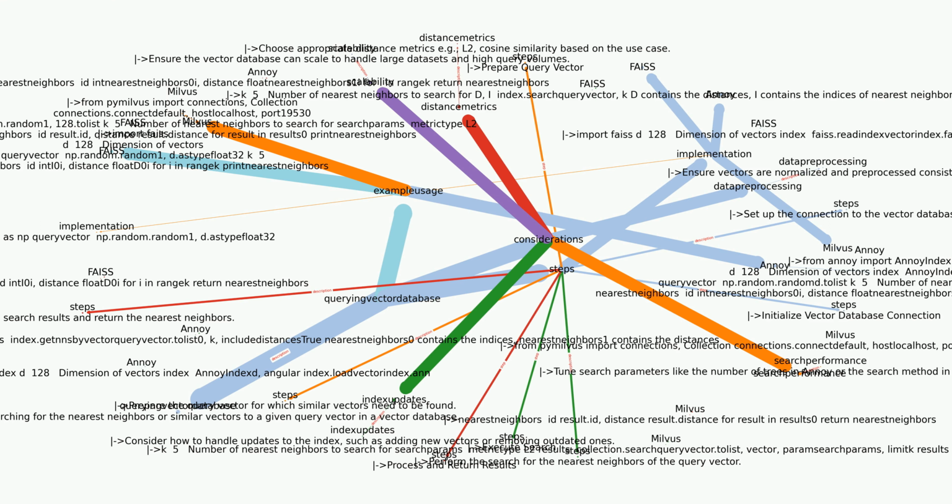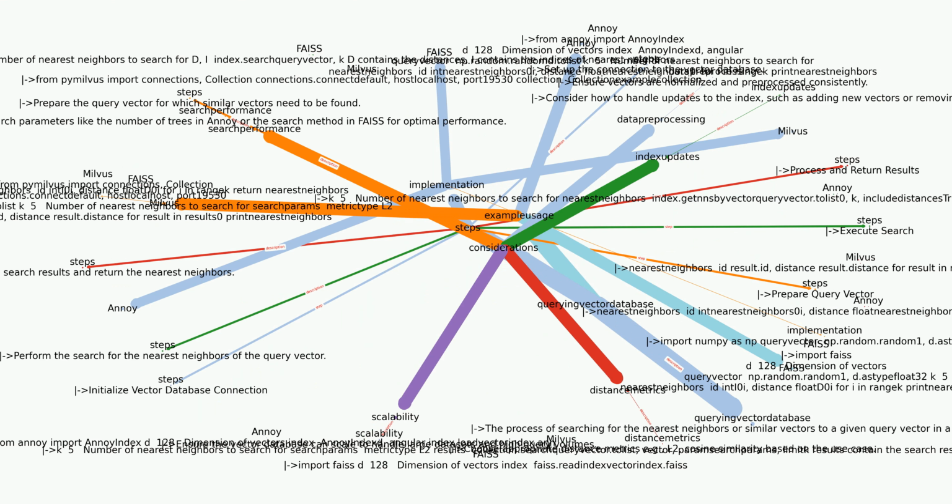Step: prepare query vector. Description: prepare the query vector for which similar vectors need to be found. Implementation. import numpy as np. query_vector = np.random.random(d).astype('float32').